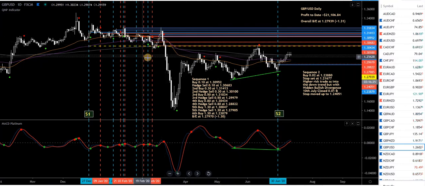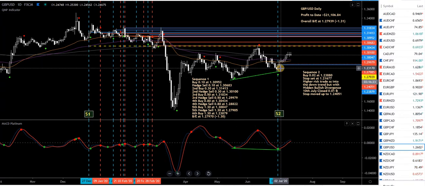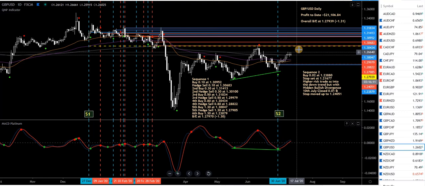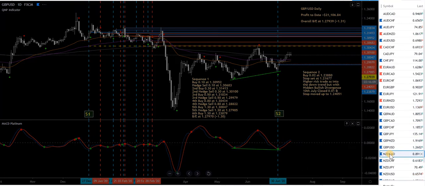So sequence 1 is all these trades up here. Sequence 2 is this buy. Got a stop in place. So nothing happening at the moment. We're stuck around the 240 LMA. It's 3 days now that price hasn't really gone up that high at all.